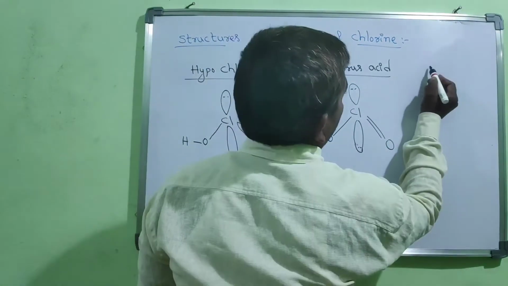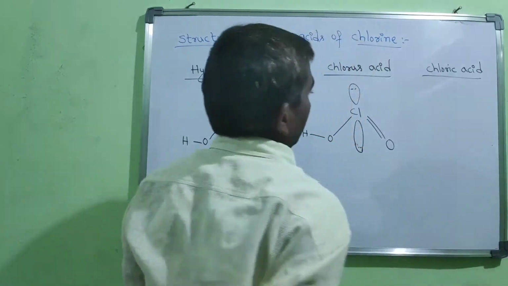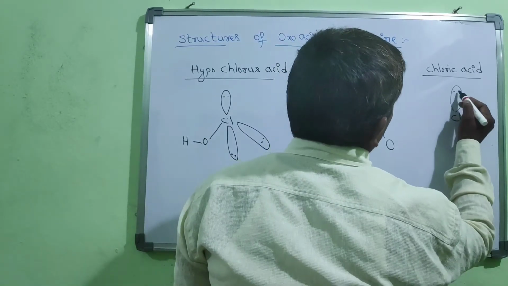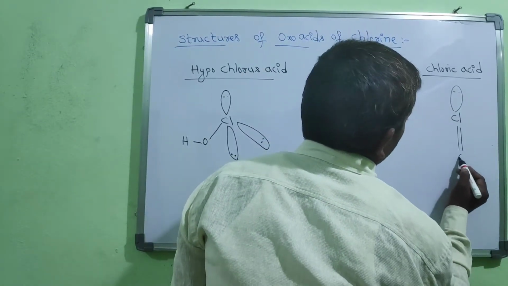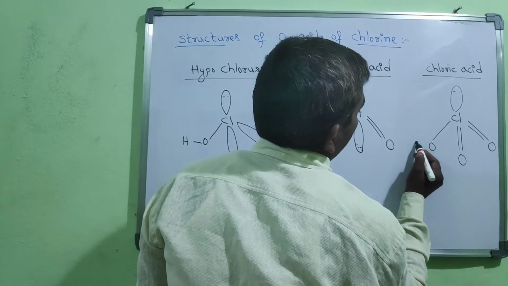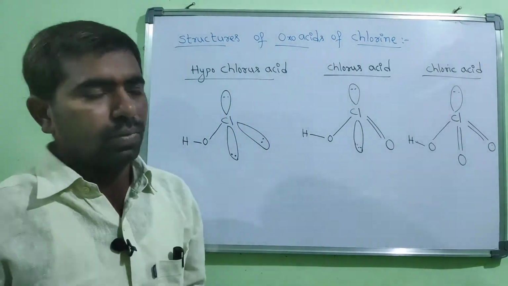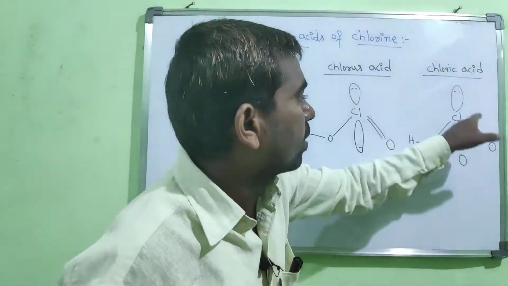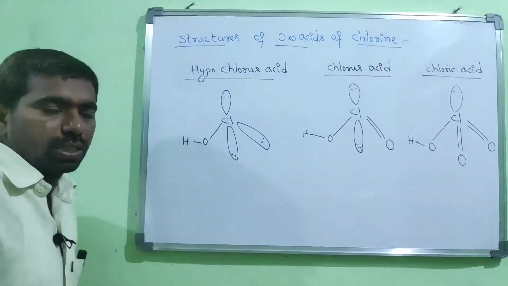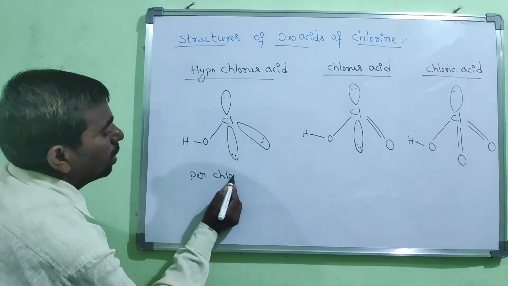The next, third one, is chloric acid. Again the central atom is chlorine. Now there is one lone pair. Here one oxygen with a double bond, here another oxygen with a double bond, and another with a single bond to the hydrogen. That is the structure of chloric acid. With the consideration of this lone pair, we can say tetrahedral shape. Without this, it has a pyramidal structure. Next, the fourth one is perchloric acid.